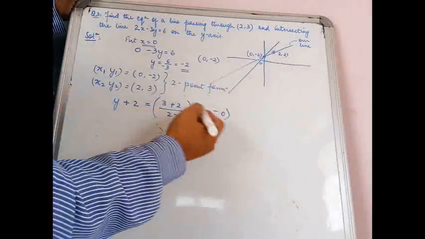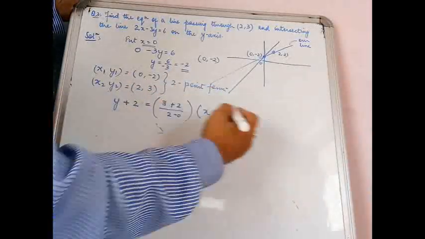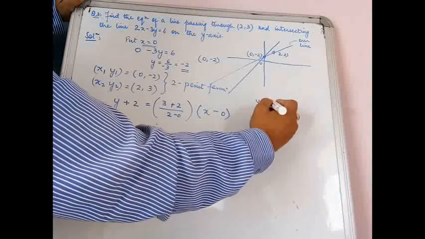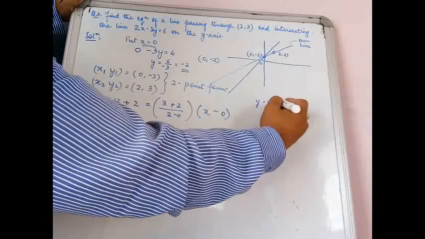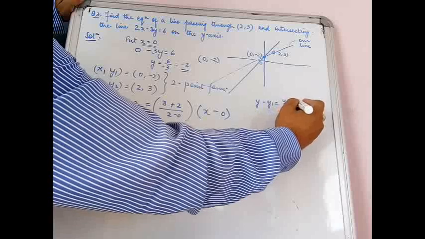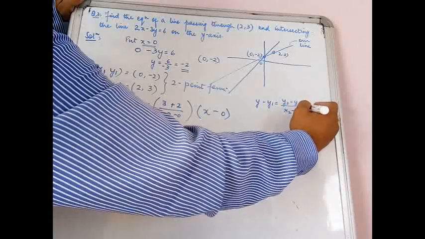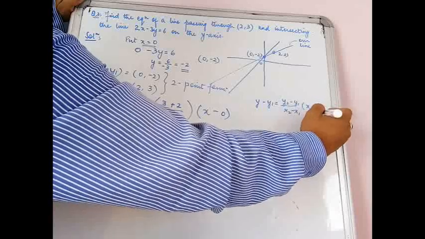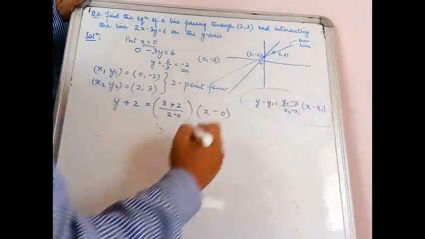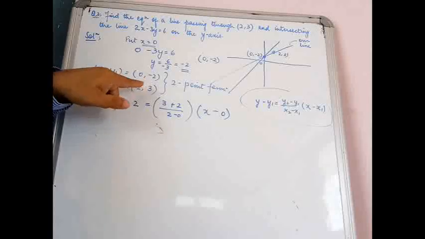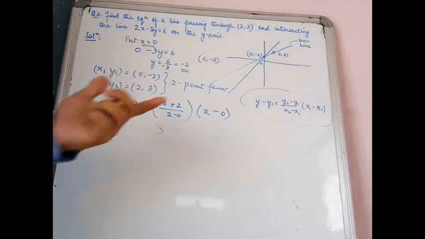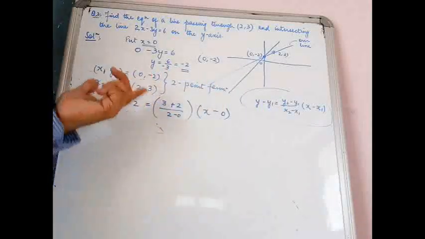So this is the equation. In case you are wondering how we wrote this, you will have to have the 2-point form in mind: y2 minus y1 upon x2 minus x1, and x minus x1. This is the 2-point form that I have used in this particular question. Why have I used this 2-point form? Because 2 points are given.